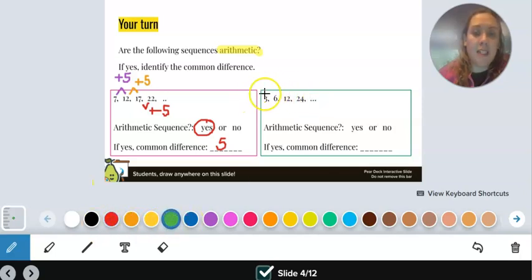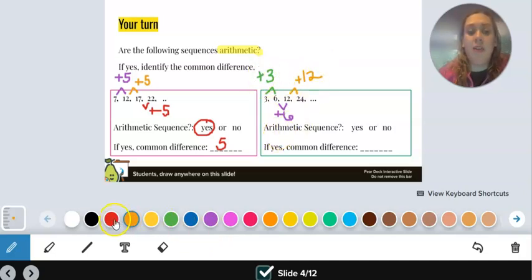Over on the right, to get from 3 to 6, we're getting bigger, so it's going to be a positive number. So we have positive 3. 3 plus 3 is 6. And then to get from 6 to 12, we add 6. And then to get from 12 to 24, we're adding 12. So we can see each of these numbers are different. So this is not arithmetic.